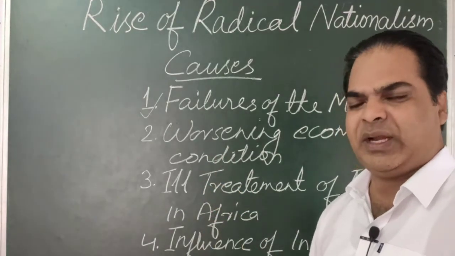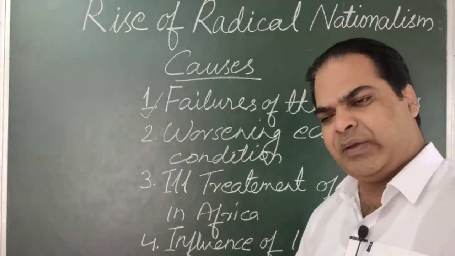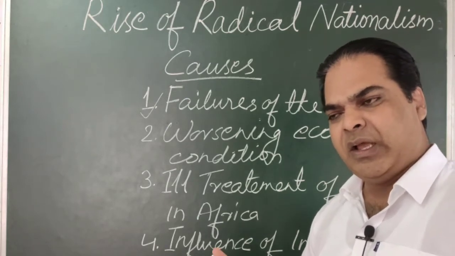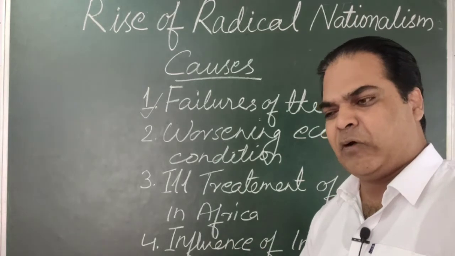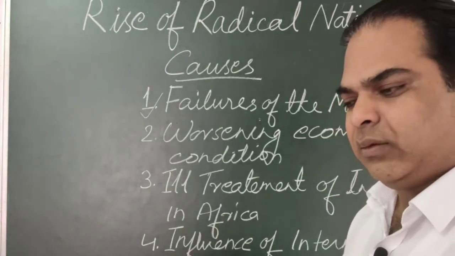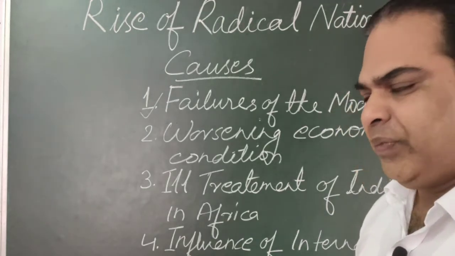So they were waiting and waiting, they were watching. They were definitely there within the Congress, watching the works of the moderates, but ultimately they failed. Ultimately they understood that the method the moderates were following was not going to work for the country. That is why the lead was then taken by the extremists.